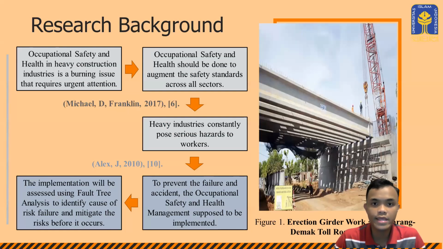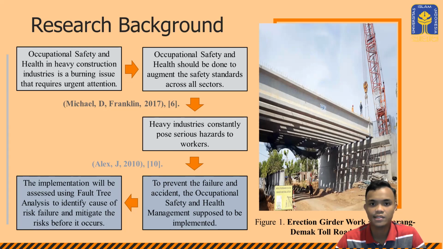Okay, so we enter the research background part. In this part, we can see that the problem that led us to conduct this research is that occupational safety and health in heavy construction industries is a burning issue that requires urgent attention. So occupational safety and health should be done to augment the safety standards across all sectors, if the industry constantly poses serious hazards to the workers, refers to Michael and Franklin in 2016, or reference number six.